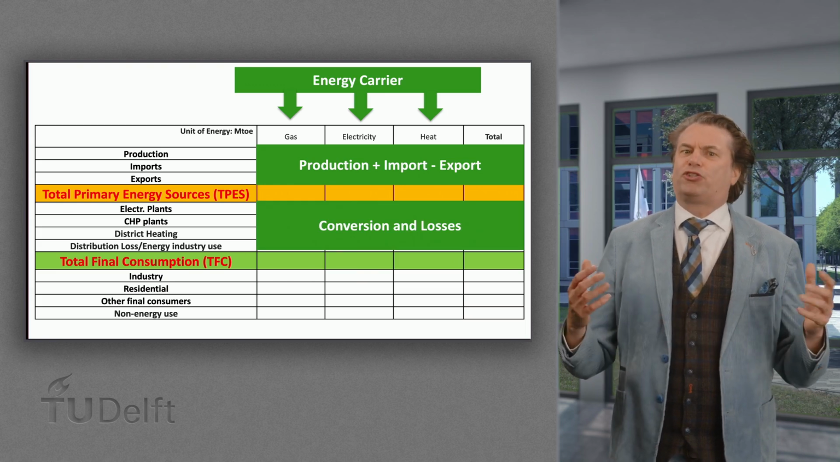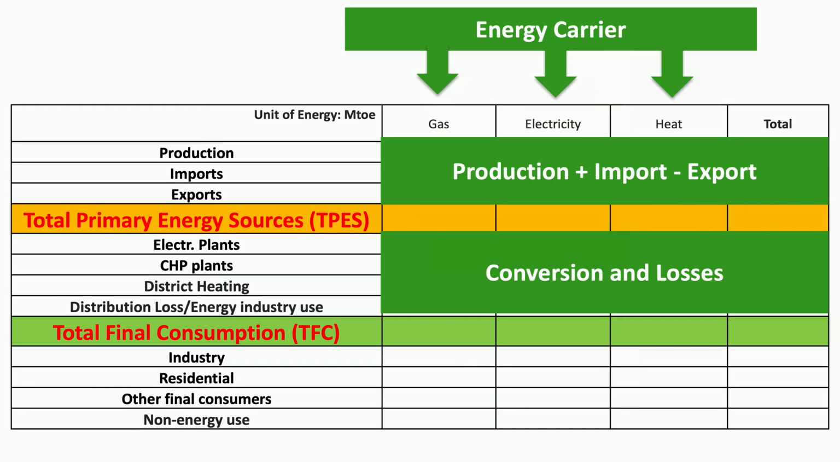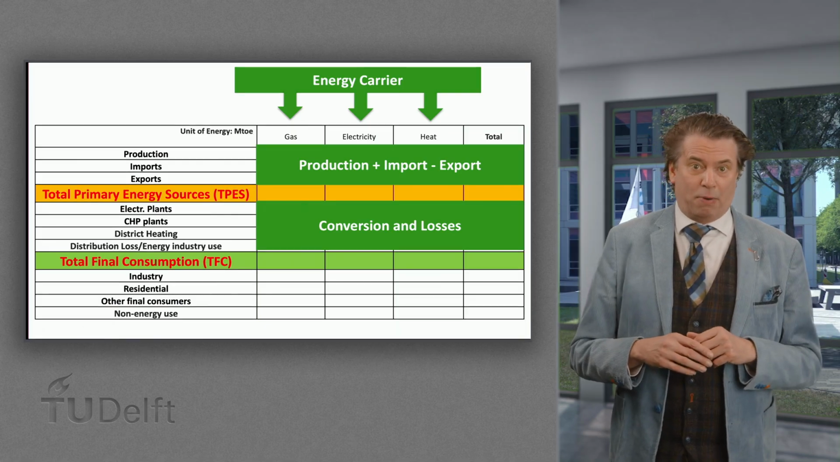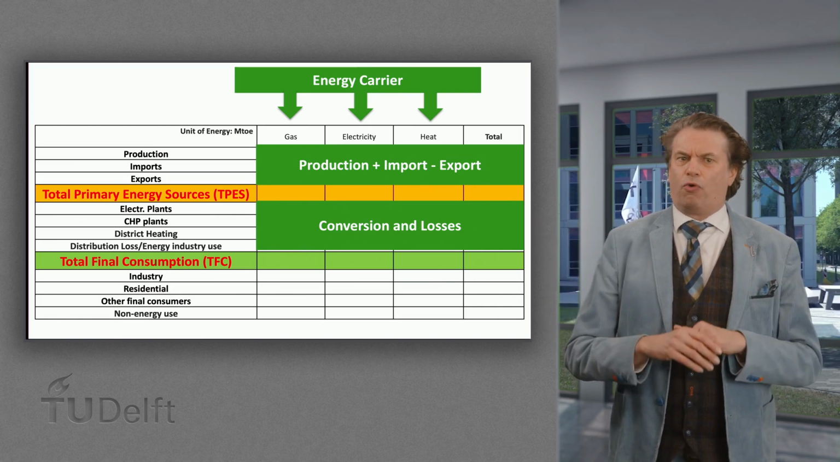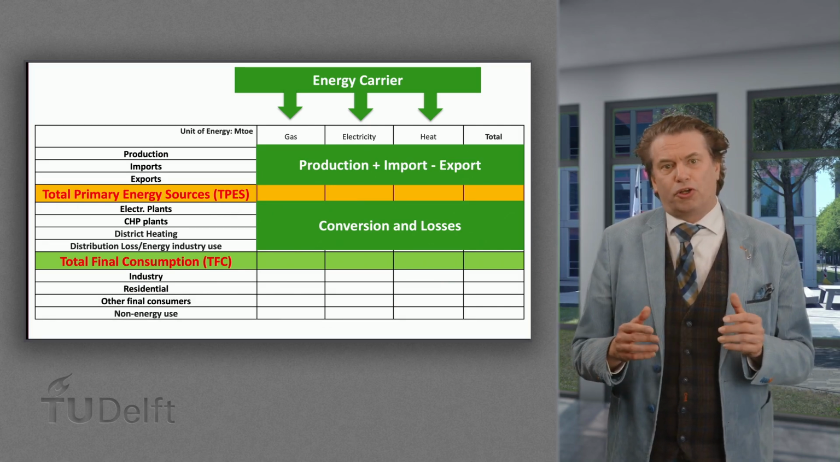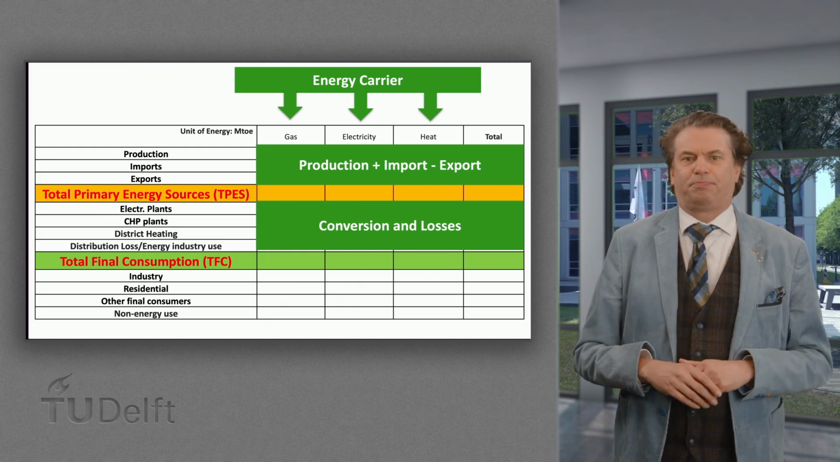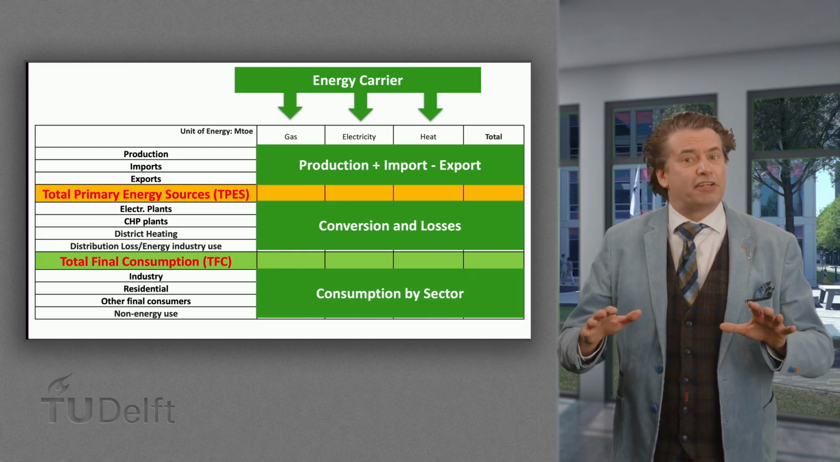The middle section represents the conversion of primary energy carriers into other secondary energy carriers, including conversion and distribution losses. The rows in this section represent the conversion plants. For gas, this is a gas-powered electricity plant, a gas-powered combined heat and power plant, and/or a district heating system. An additional row at the bottom of this section represents distribution losses and/or energy consumption by the energy industry sector itself. The third section in the table represents the consumption of gas in the various sectors.